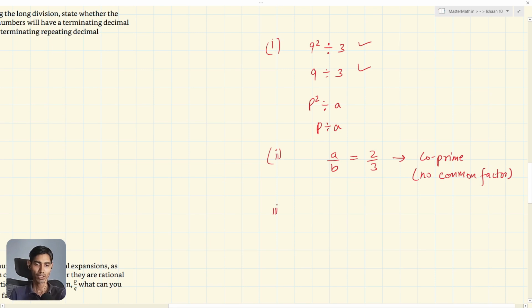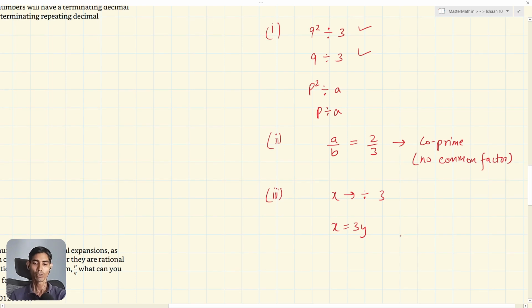And the third thing is, suppose I say a number is divisible by 3, so suppose x is divisible by 3. Can I write that as a product of 3 and some integer y, 3 into y? Yes, sir, because x is divisible by 3. It is a multiple of 3.